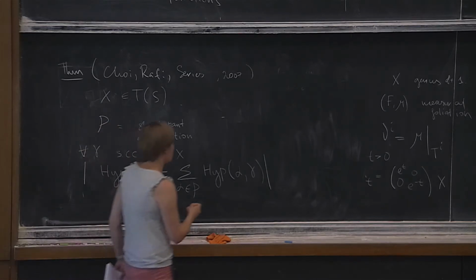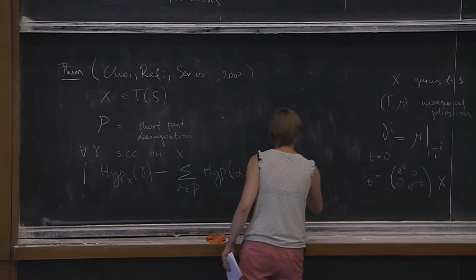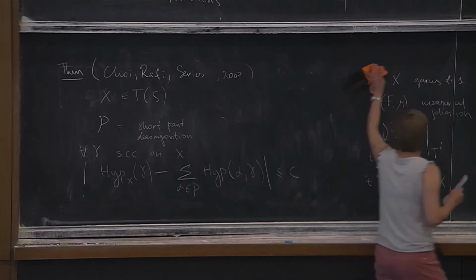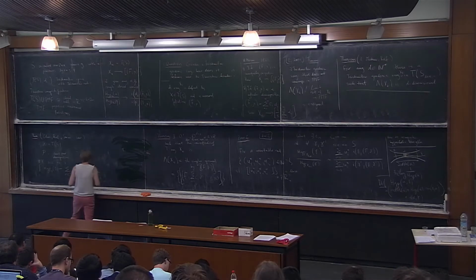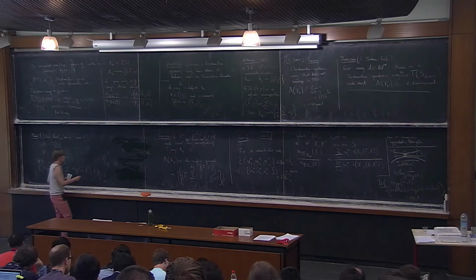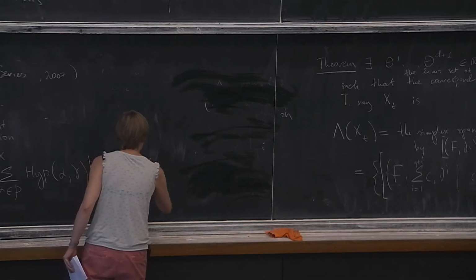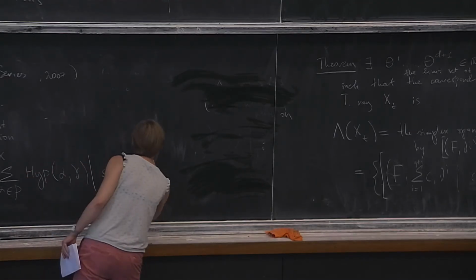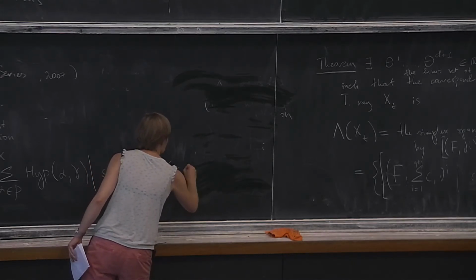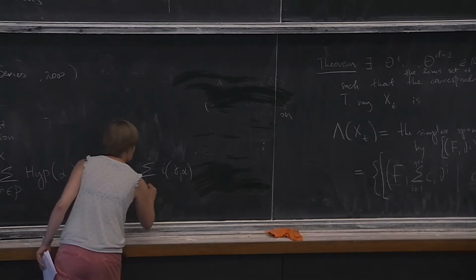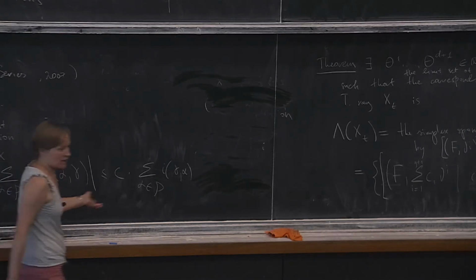So this is bounded by some constant that, I think, depends only on the topology of the surface, times the intersection number of gamma with alpha, for all alpha in the short pants decomposition. Okay, so the error can be big.